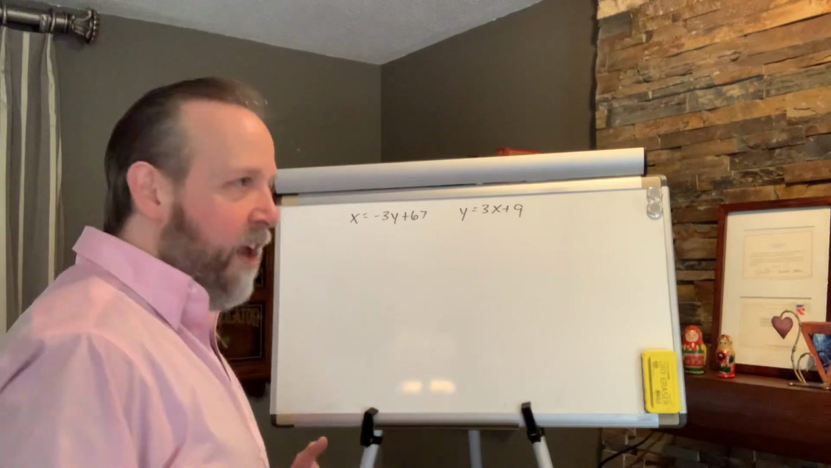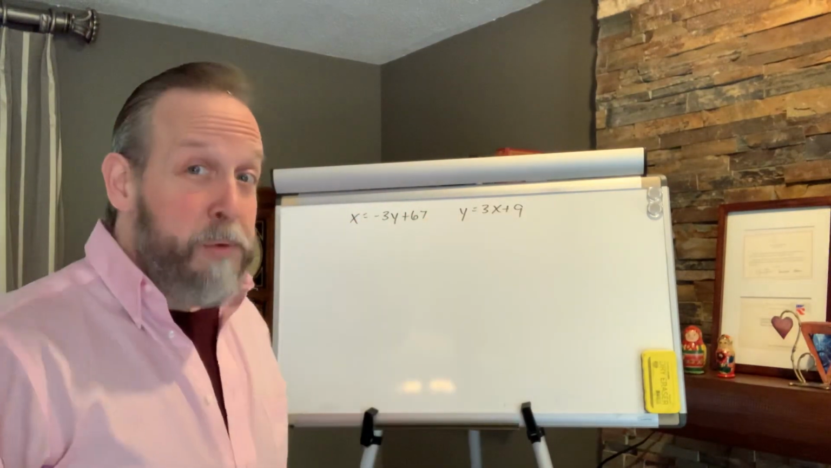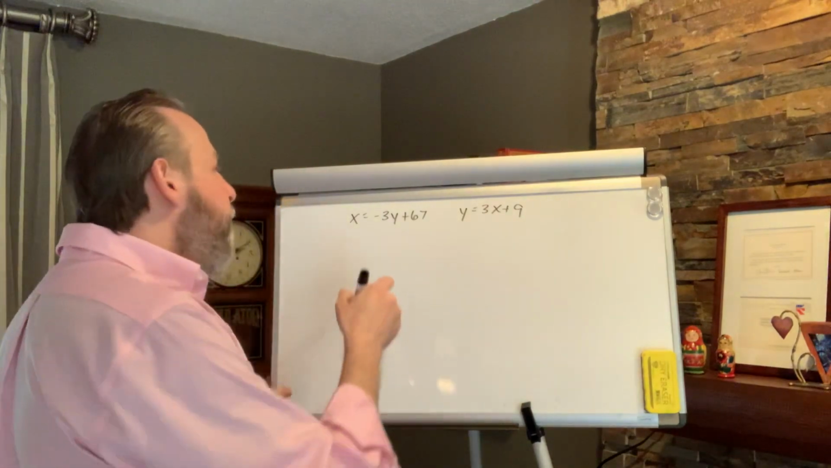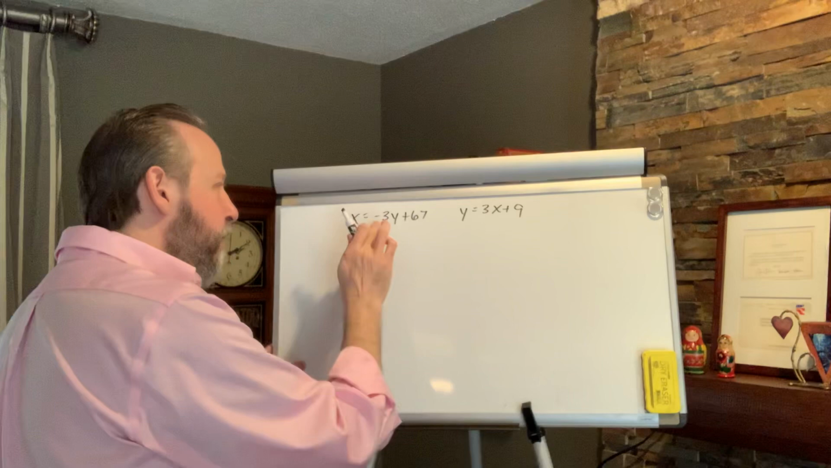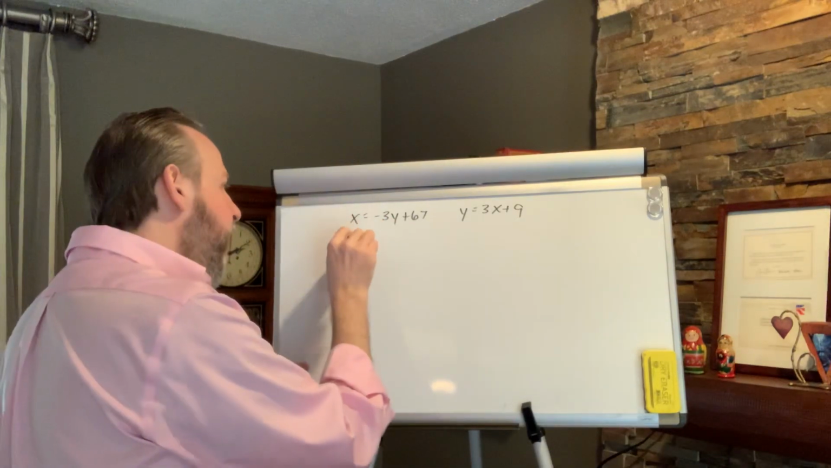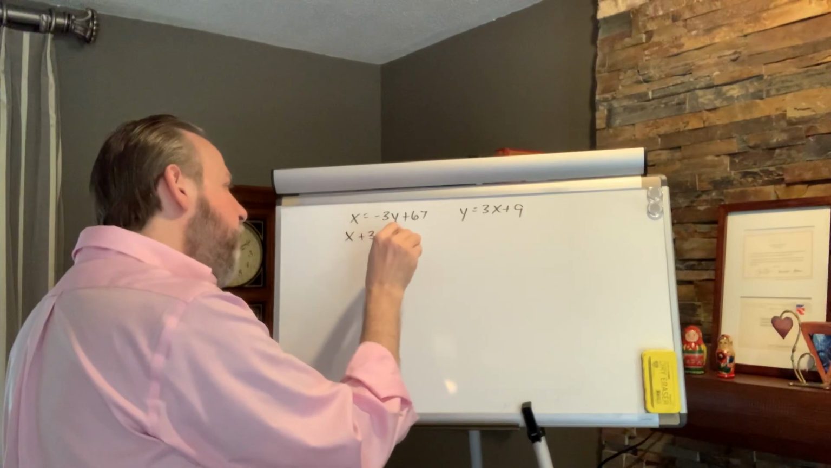Obviously, they're not both in standard. I have to put them both in standard. This one, that one, neither one's in standard. How do I put this in standard form? I have to add 3y to both sides. Because it was negative, I'm going to add. I'm going to put it in order. x plus 3y equals 67.